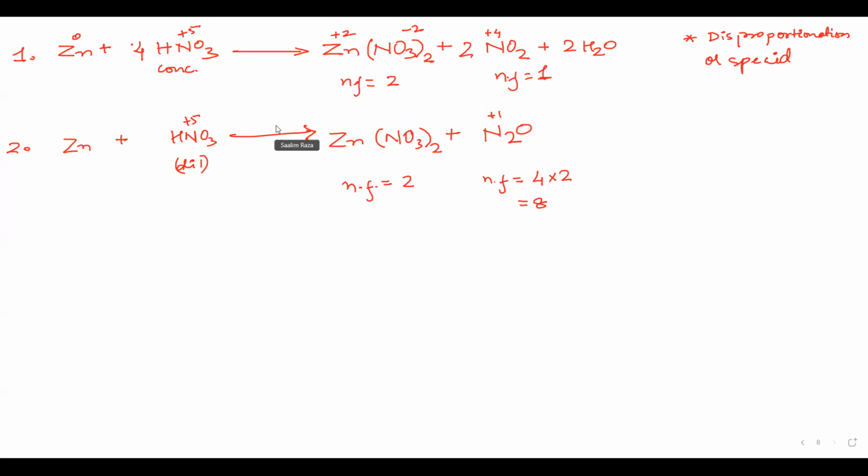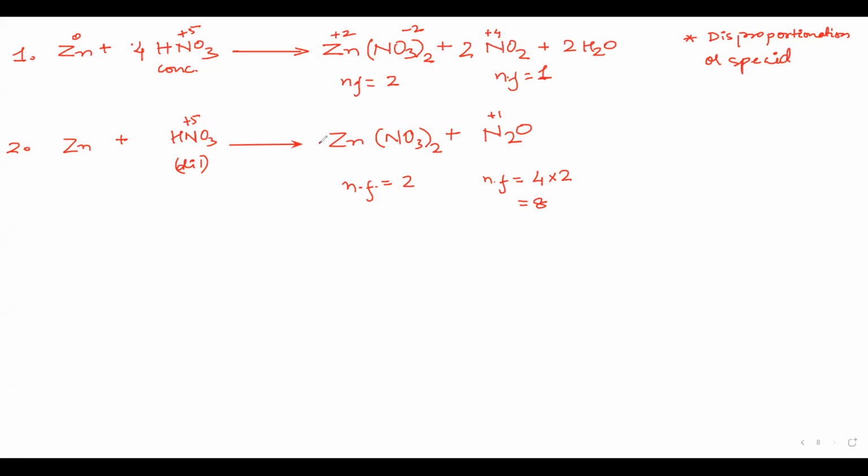Now, how did 4 come? 4 came from the change in oxidation state. Either way, the change in oxidation state is 4. Clear now? Okay, very good.